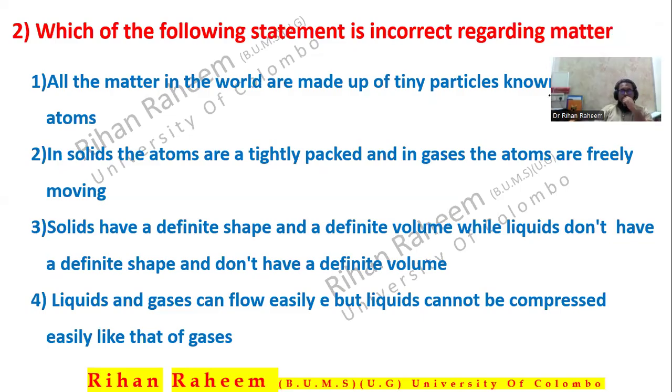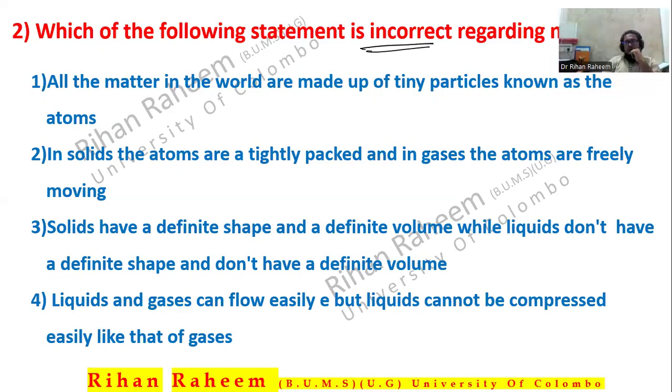Which of the following statements is incorrect regarding matter? From small grades you have studied about matter. Matter is composed of pure elements, pure compounds, homogeneous mixtures, and heterogeneous mixtures. Then there is another method of classifying matter as solids, liquids, and gases.